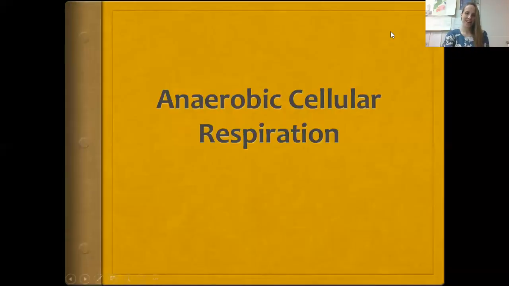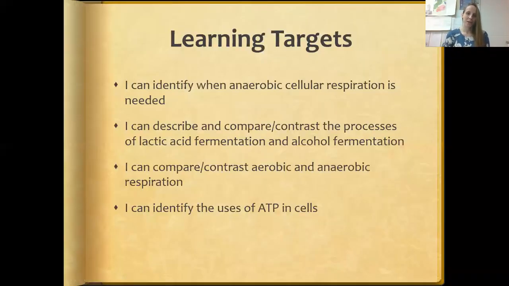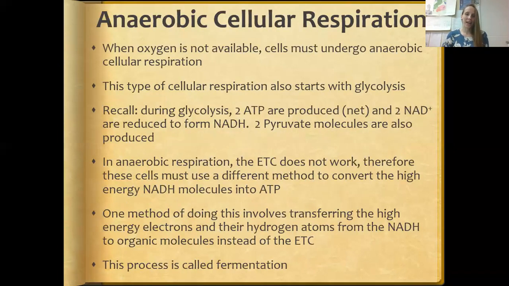So for this lesson on anaerobic cellular respiration, we're going to be going over when we need to use anaerobic cellular respiration. We're going to compare the two different types of anaerobic cellular respiration. One includes lactic acid fermentation, the other is alcohol fermentation. Then we're going to briefly compare and contrast aerobic with anaerobic respiration, and then review some of the uses of ATP in cells. So anaerobic cellular respiration happens when oxygen is not available.